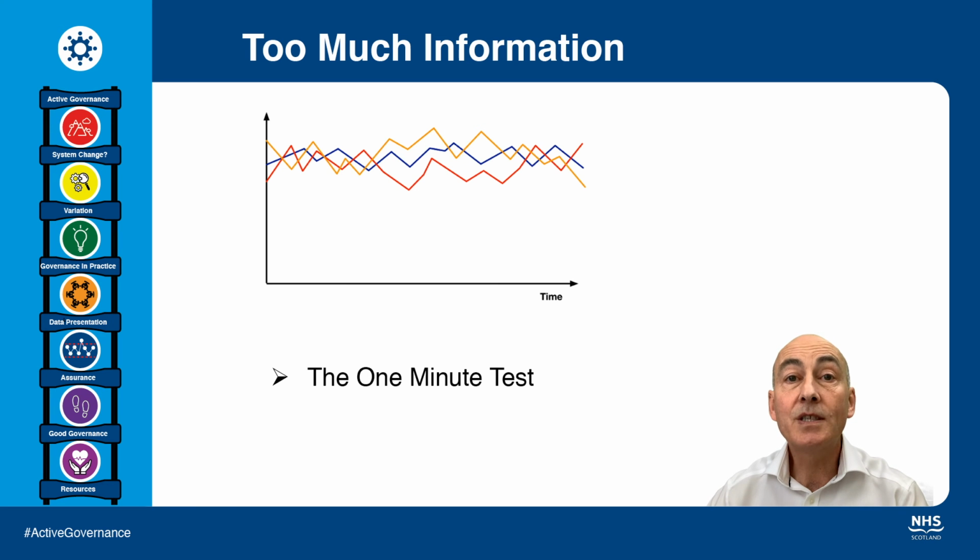The final non-standard chart that I'm going to mention here is the one that has too much information on it. The example here is a simple line chart, but there's several sets of data all on top of each other, and it's really difficult to discern what's happening to the variation and any trends or structural changes within your system. A chart like this almost never passes the 1 minute test, where you can look at it and explain what it's all about in under a minute.